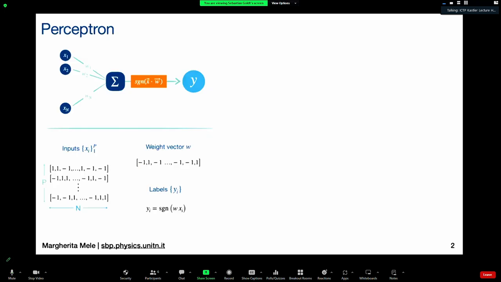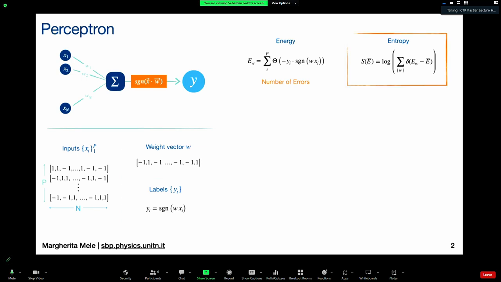So let's start by considering the simplest network architecture, the perceptron. I just want to point out that the weight vectors are binary, only plus or minus one. So if I have a dataset with p different data points, I can define the energy, that is the loss. It is just counting the number of errors that I have in a configuration W of the network, and the microcanonical entropy, which from a statistical mechanics perspective is the key quantity that I want to reconstruct if I want to characterize the configurational space of a system.